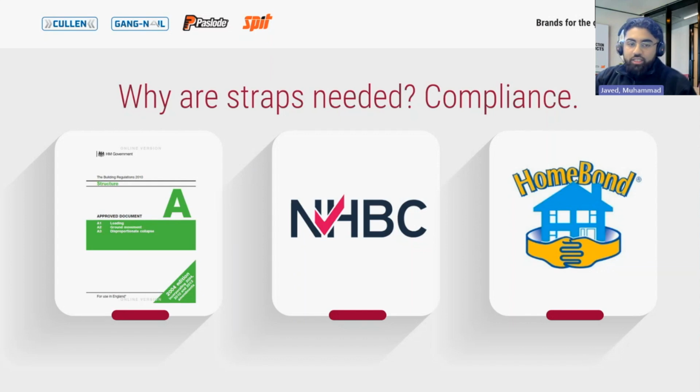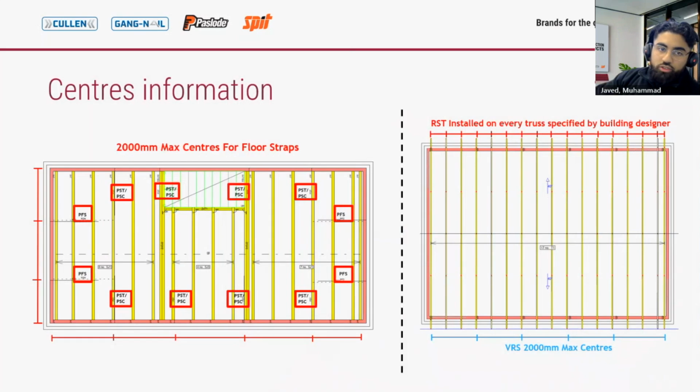Okay, next, let's look at the centers that straps are installed at. Generally, for floors and roofs, the requirement for restraint straps is that they provide an 8 kilonewton tensile capacity and are installed at 2 meters max centers to comply with the standards set forth in Approved Document A and Scottish building regulations. So that 8 kilonewton value is particularly significant. We'll touch on that a bit more later on. But generally speaking, the maximum centers for floor and roof straps are 2 meters, as you can see in the diagrams on the screen. However, the requirements can vary depending on your location in the country and the height of your building.